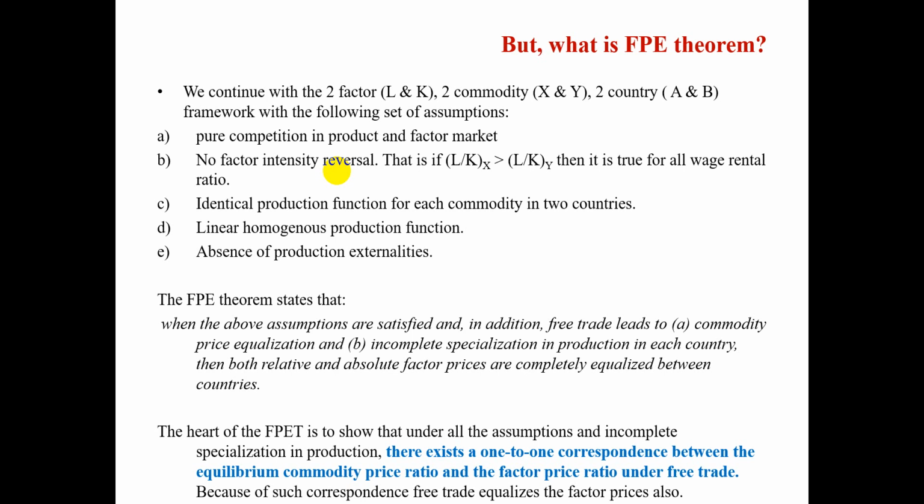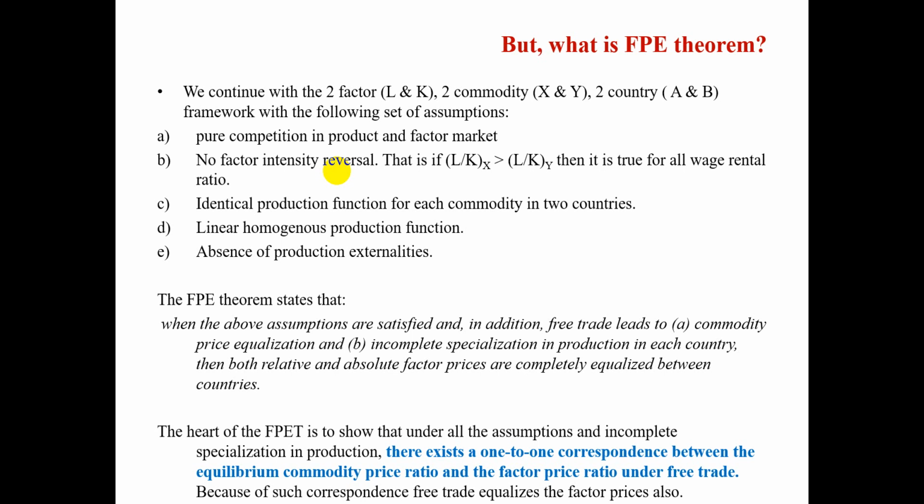Now, this assumption will be crucial for the factor price equalization theorem. So, initially we shall start with no factor intensity reversal, and later on we shall relax this assumption and we shall be trying to find out what happens to the factor price equalization theorem. Thirdly, the production function will be identical for each commodity in the two countries. There will be linearly homogeneous production function so that constant returns to scale will be operating. And then there will be absence of production externalities.